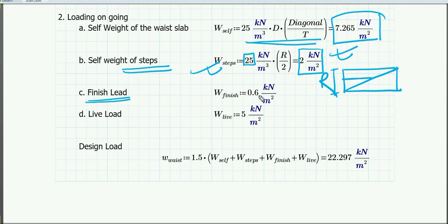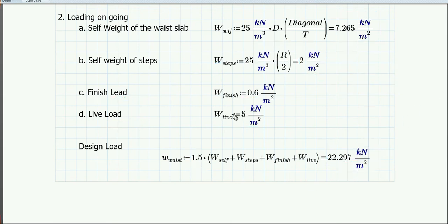Then finish load, which is already given, 0.6. Live load is already given, 5. So if you add all this loading and multiply with the partial safety factor 1.5, you will get 22.297 kilonewton per meter square. Understood? Also, I would like to say that the live load you can see is very high. If you refer to IS 875, you will find that the live load considered for staircases as well as corridors is very high.